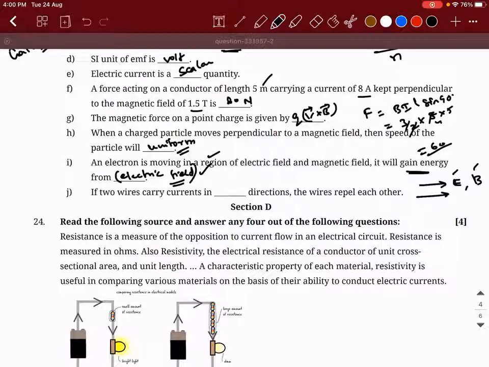If two wires carry currents in dash directions, the wires will repel each other. Same direction, sir? No. They should be opposite. I would have given it in the notes. Go and refer to it once again. Check the class notes. I would have already explained the reason for why it is opposite directions.